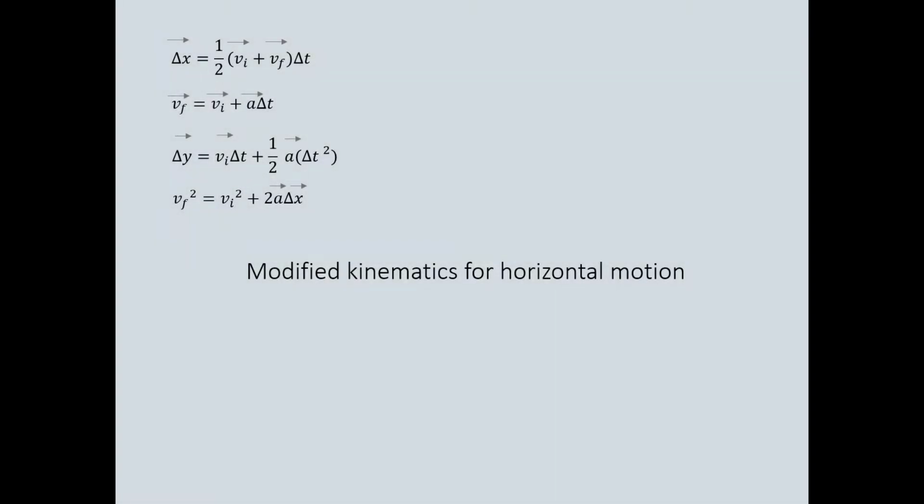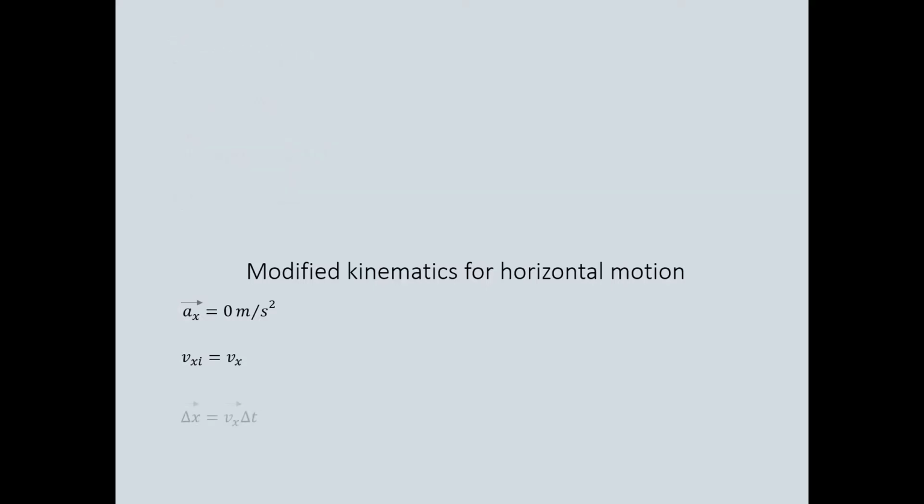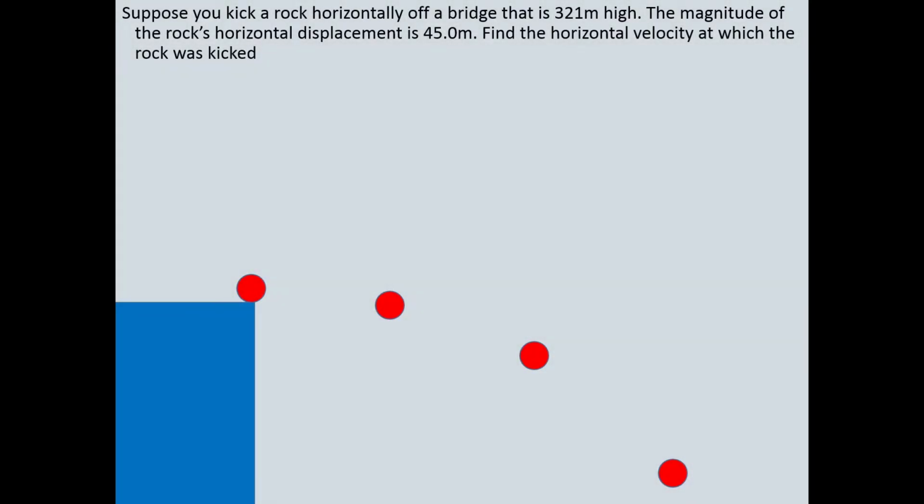These were our kinematic equations for the horizontal direction. For horizontal projectile motion, there is no acceleration in the x direction, which means the x velocity stays constant. If that's the case, this is the only equation we need in the x direction. Let's move on to an example.